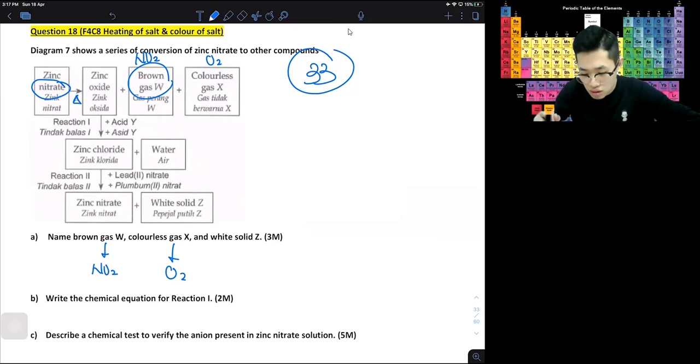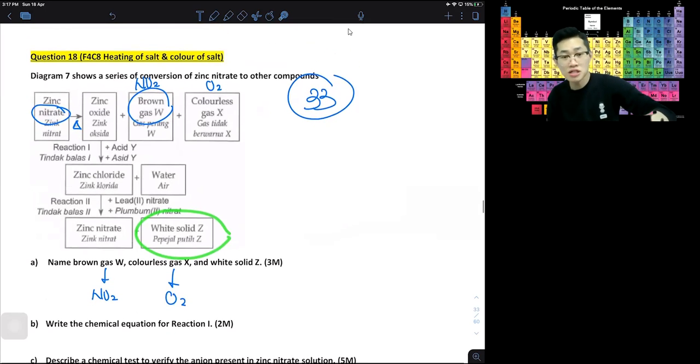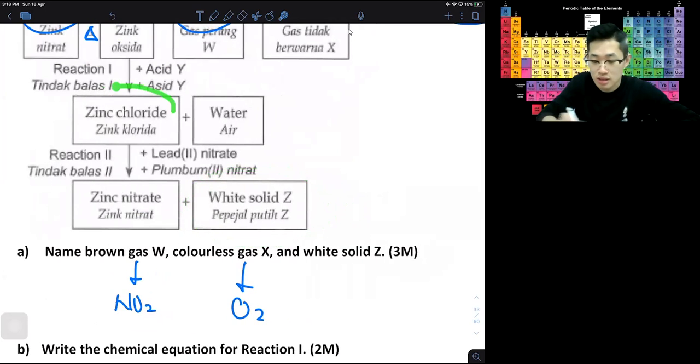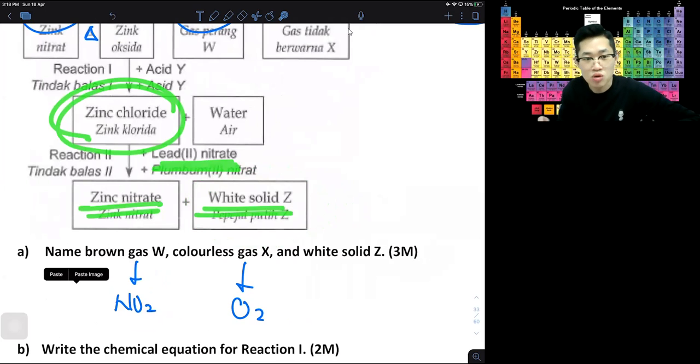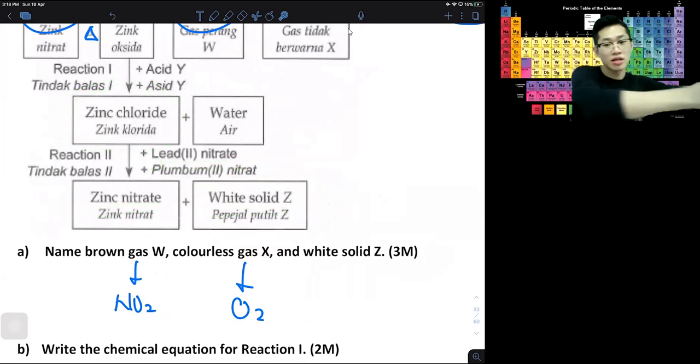Where got? Oh, here, okay. So they ask me what is this? So you see this reaction, zinc chloride reacts with lead-2 nitrate. You get zinc nitrate and white solid Z. So what is the white solid?